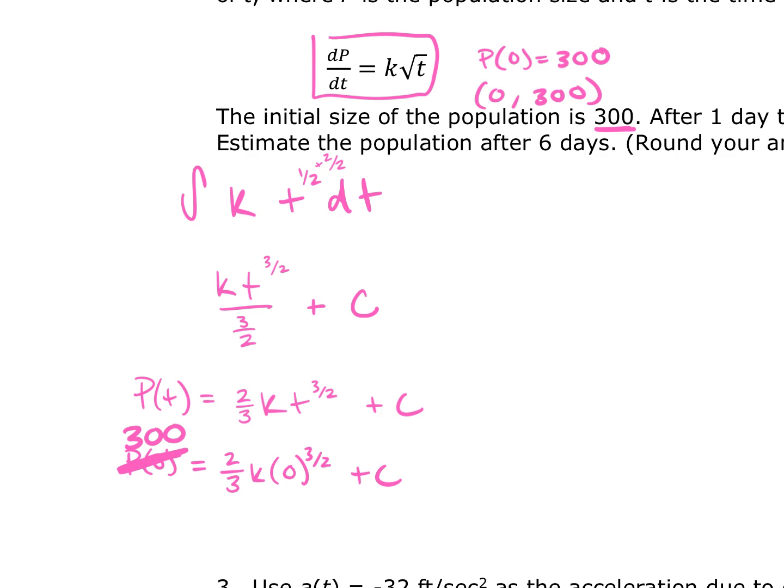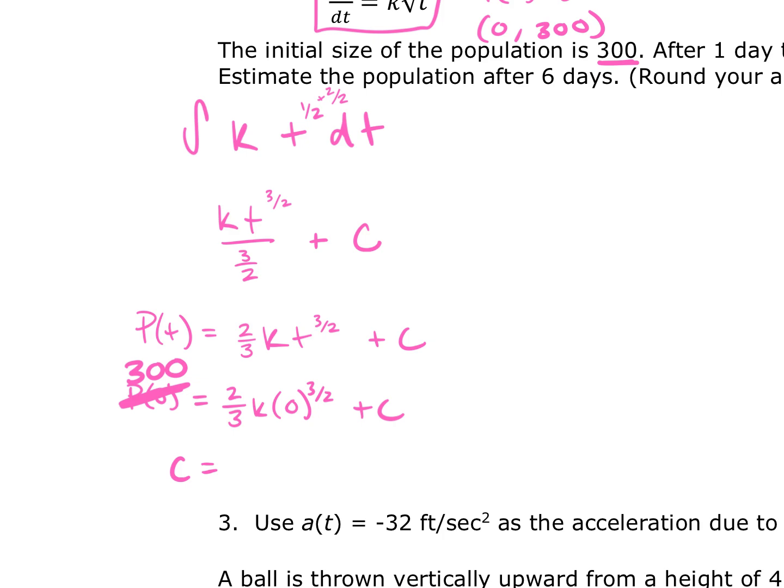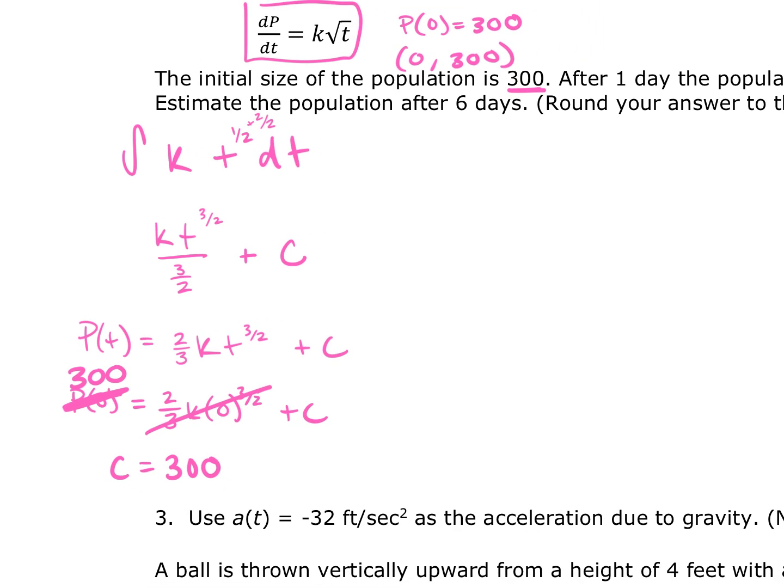So what would I get for c? 300, awesome. This would be 0, so it cancels. 300 equals c. So let's plug that into our function. P of t equals 2/3 k t to the 3/2 plus 300.